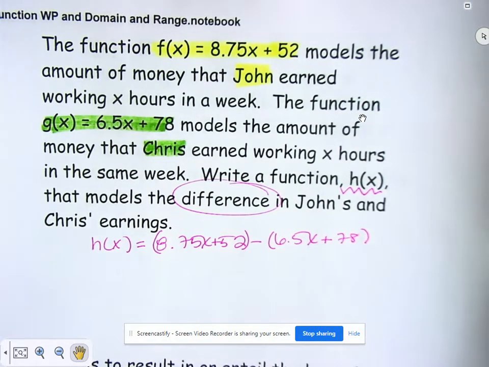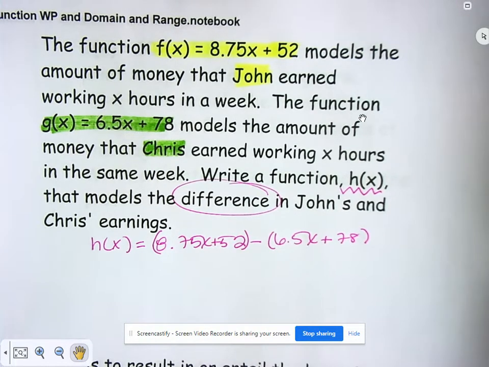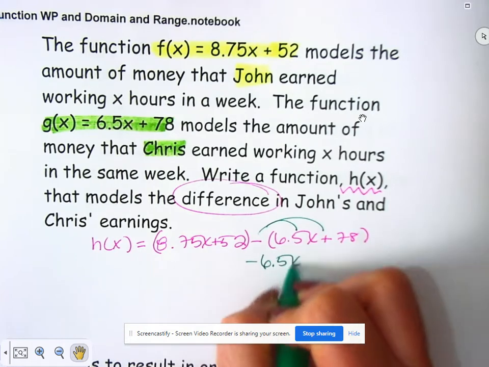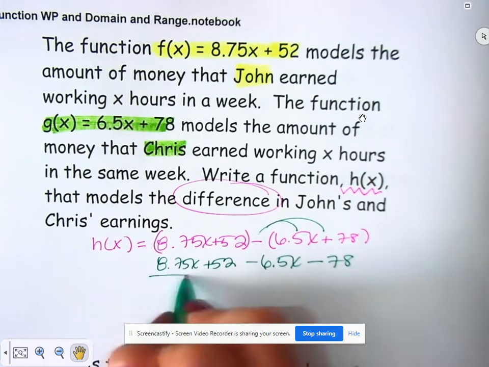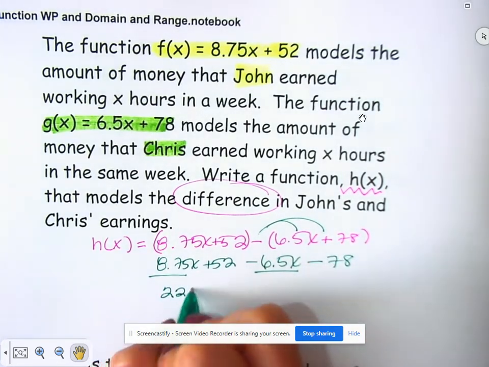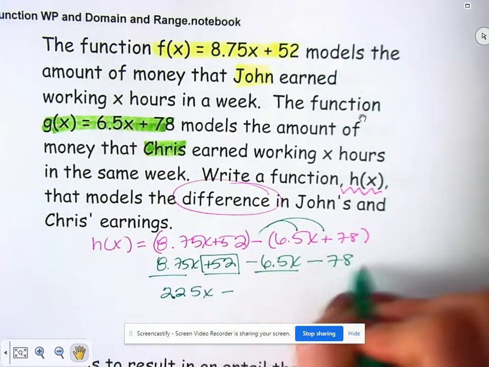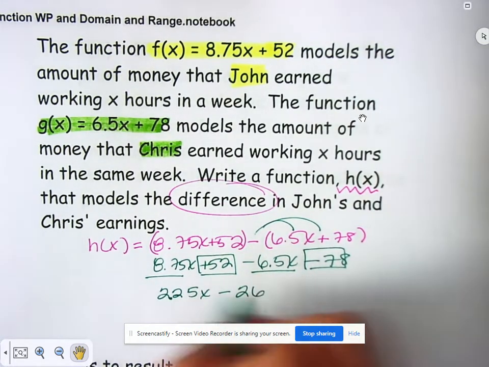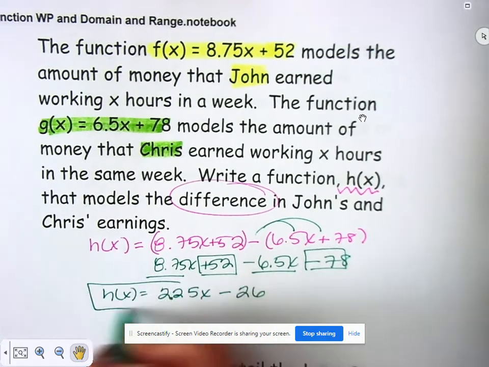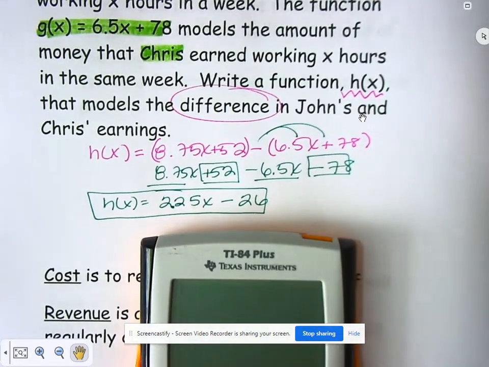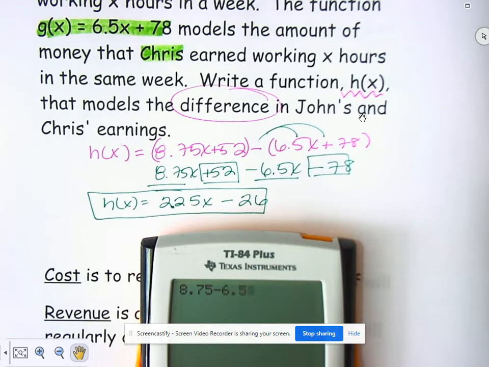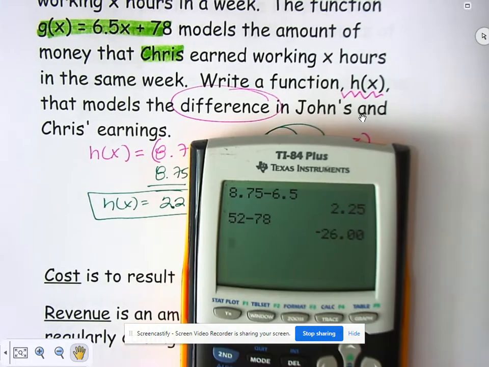So what we're going to do is start by distributing our negative sign, and that's why it's important that you put these in parentheses. That's going to make that a negative 6.5x and a negative 78. Now when we combine like terms, that's going to give us 2.25x, and then 52 minus 78 is negative 26. So our difference is 2.25x minus 26. Again, you're literally just typing in 8.75 minus 6.5. That's where I got 2.25, and 52 minus 78 gives me the 26.